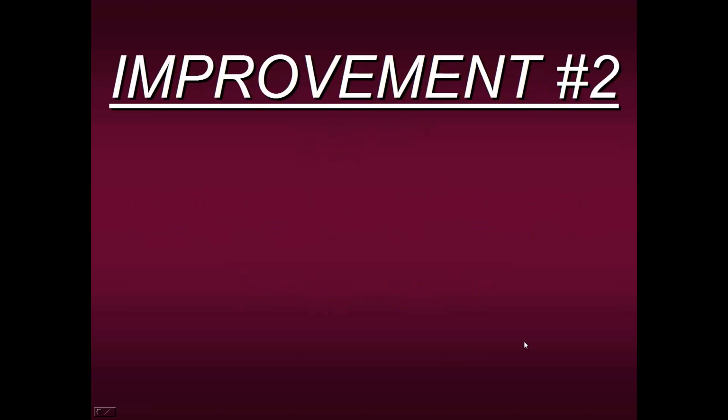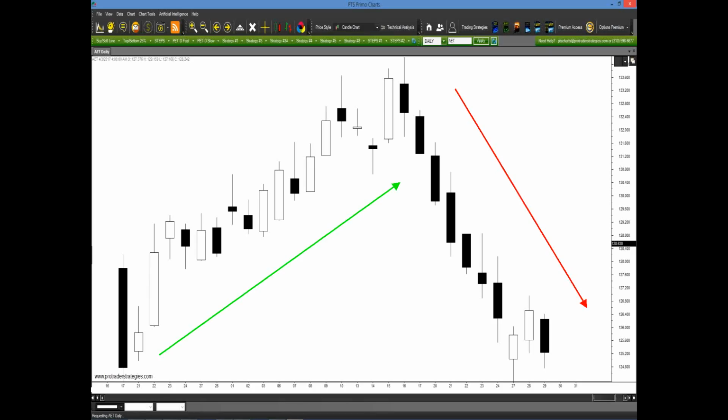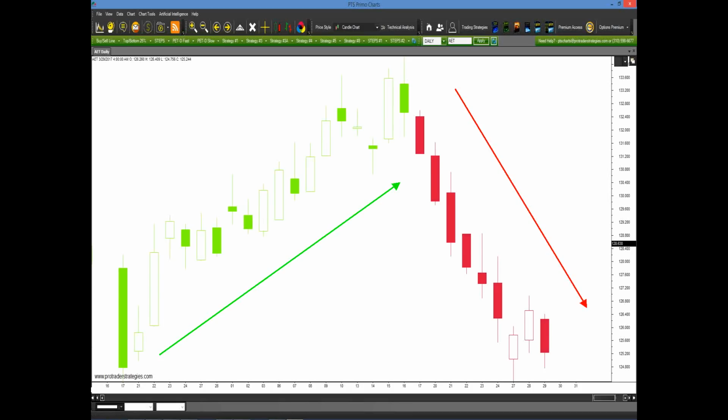This brings us to improvement number 2. How can we know in advance, most of the time, not guaranteed, but most of the time, when a trend is underway? Well, we apply the PET D. This is the second most important thing we're going to use with our candlestick trading. As we see here, the PET D, when applied on our platform, all you have to do is click on the PET D tab, changes the colors automatically. Green bars represent an uptrend. Red bars represent a downtrend. It's as simple as that.